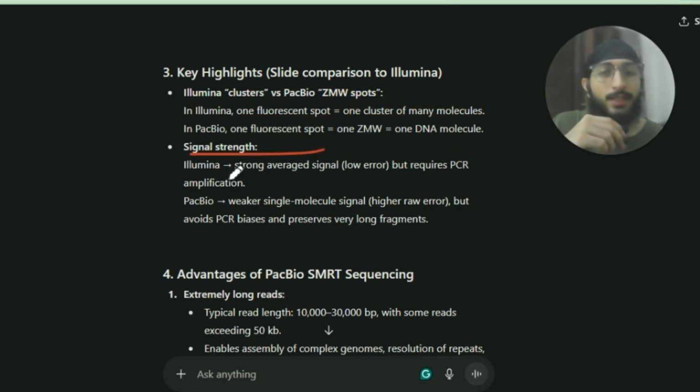And the signal strength: in Illumina, we have a strong average signal with low error, but it requires PCR amplification. In PacBio, we have a weaker single molecule signal and higher raw error, but it avoids PCR biases and preserves very long fragments, and there is no amplification.